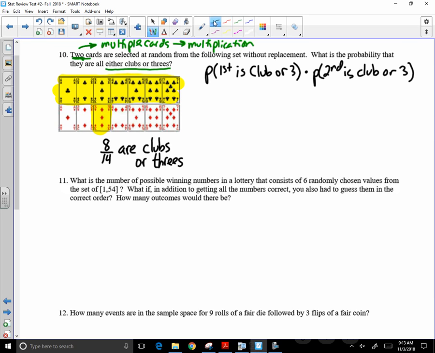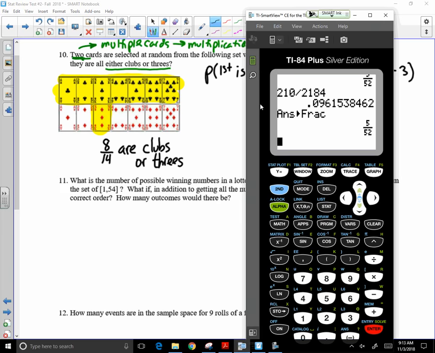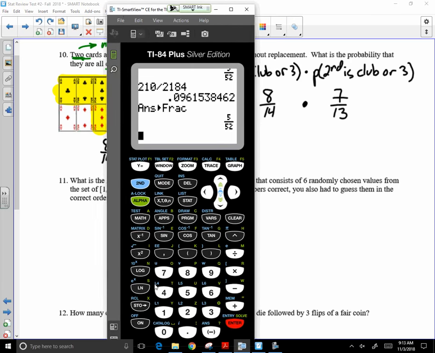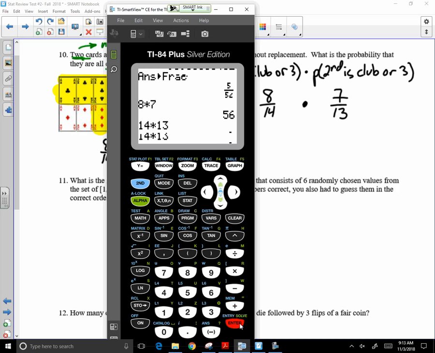Okay, probability of getting a club or three in general would be 8 out of 14. Probability of getting a second one, 7 out of 13. All right, so again, you could use the permutation notation, or you could just do, in this case, just two values. So it would just be fancy for the sake of fancy. So 56 over 182.